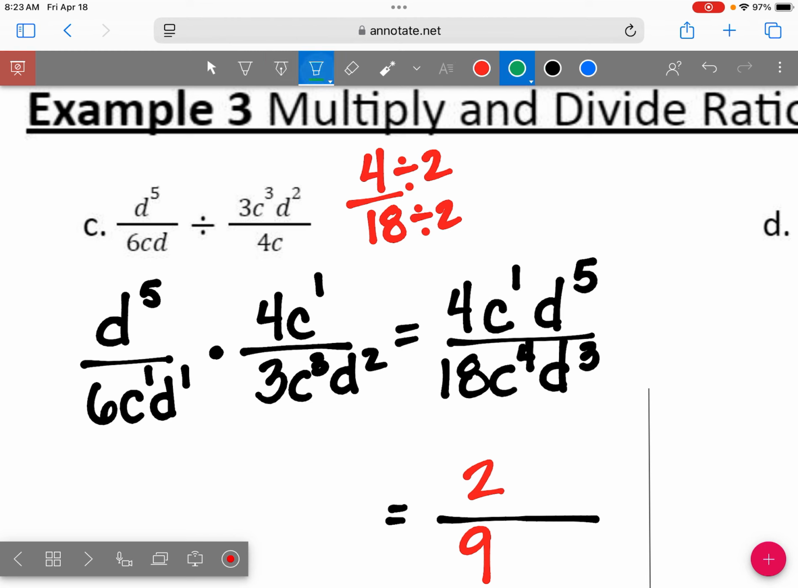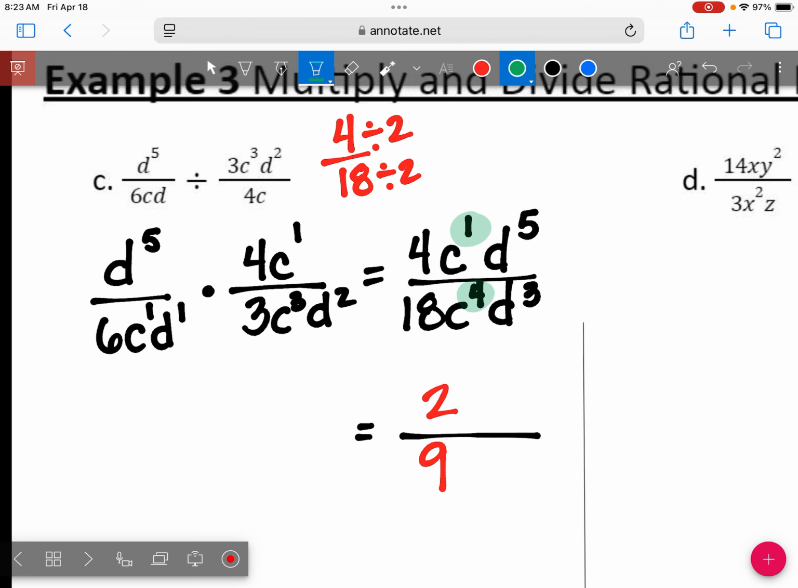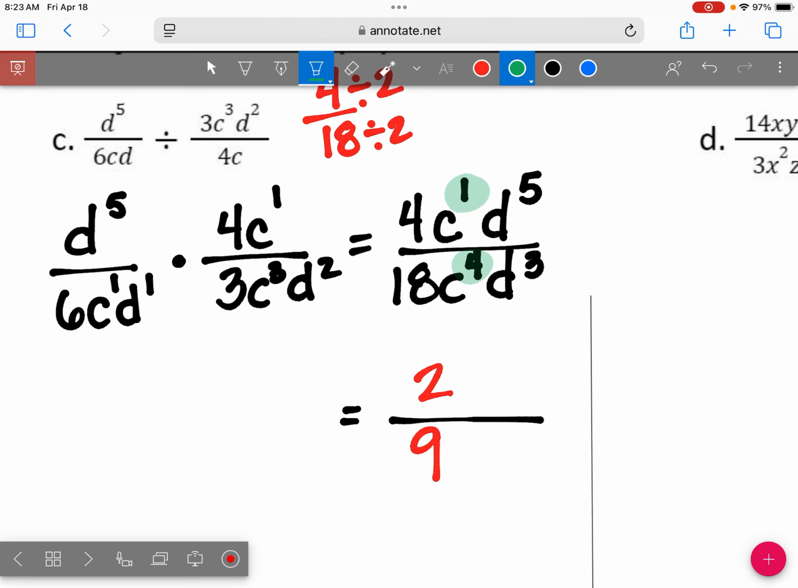Now let's look at our variables. I have 1 C upstairs and 4 C's downstairs. So we need to subtract. 4 minus 1 is 3. And we're going to put those 3 at the bottom because I had more in the bottom to begin with.